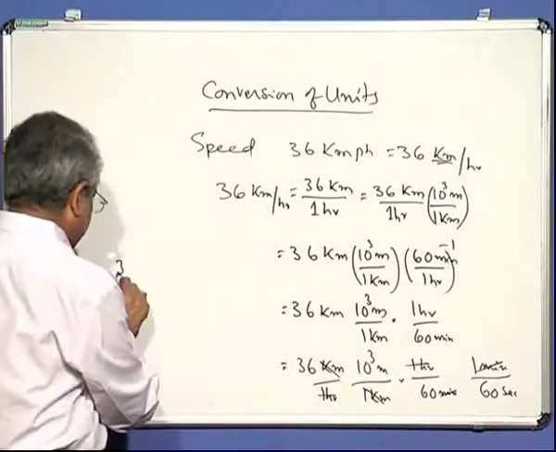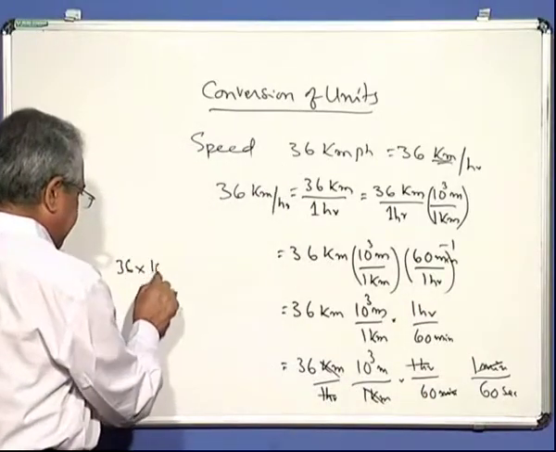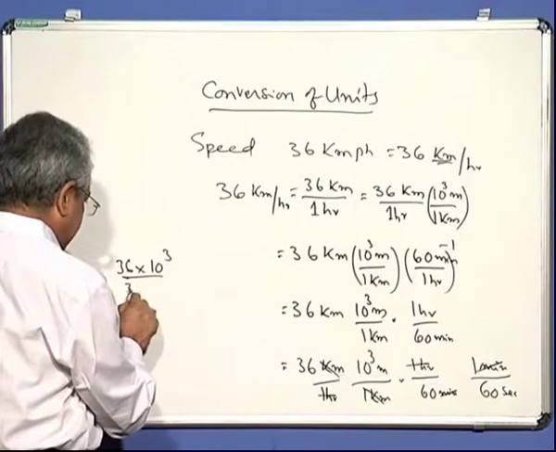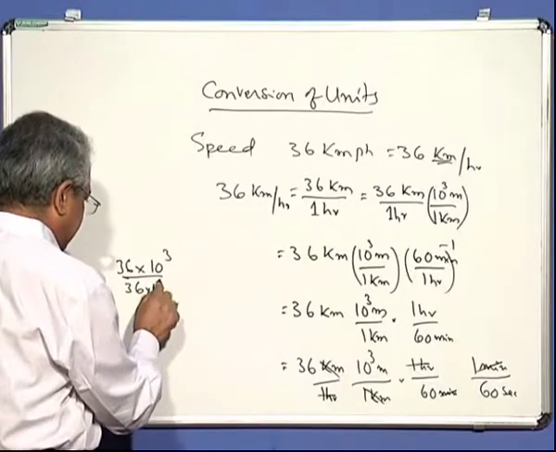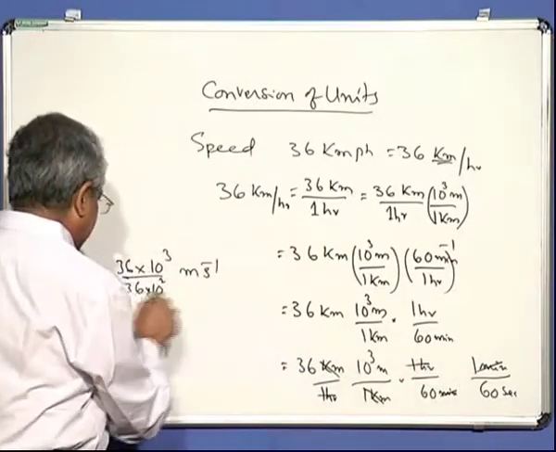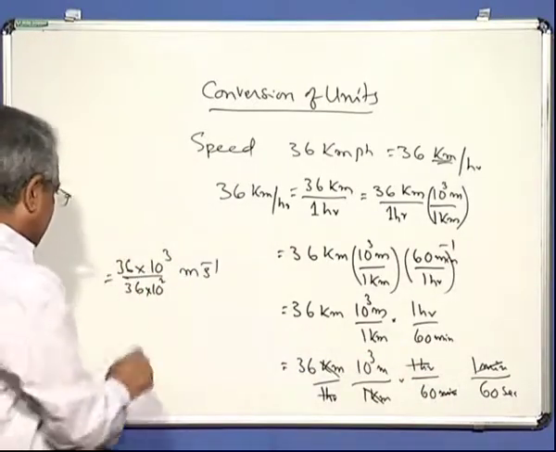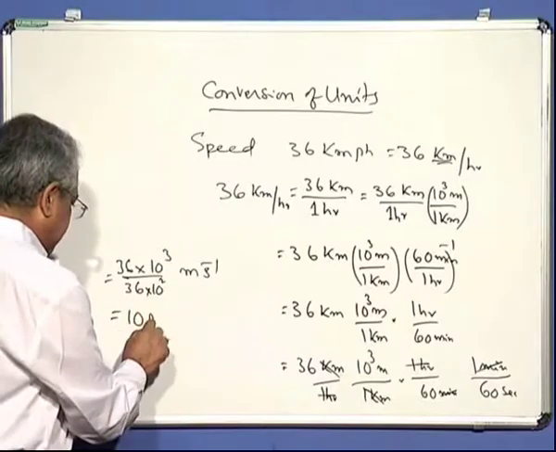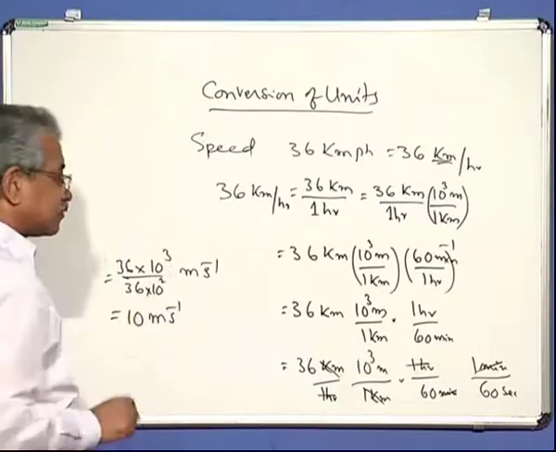It is the same thing as 36 into 10 cubed by 36 into 10 square meter here, second denominator there, so it comes as meter per second. So this, once again, is the same as 10 meters per second.